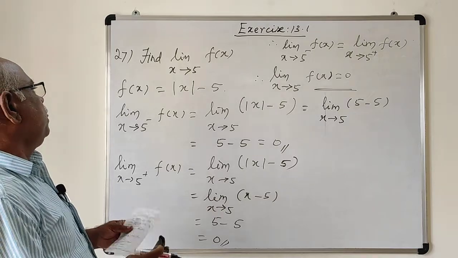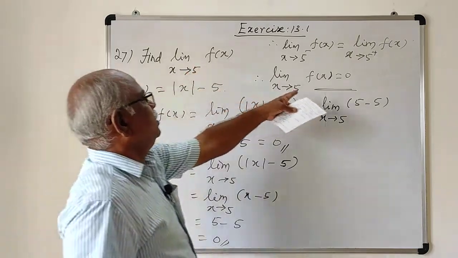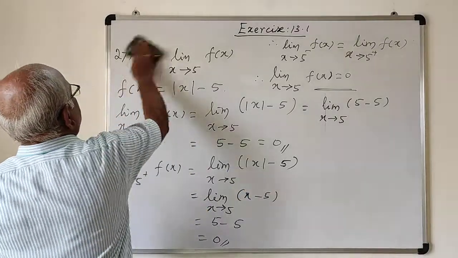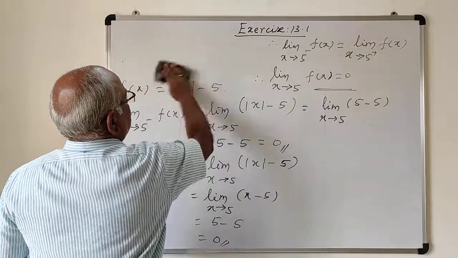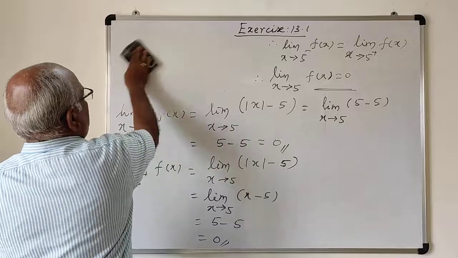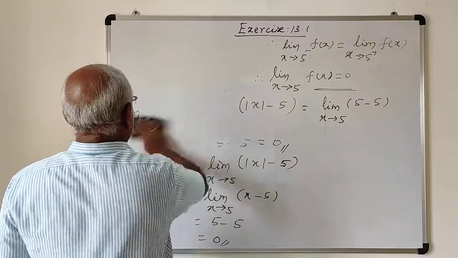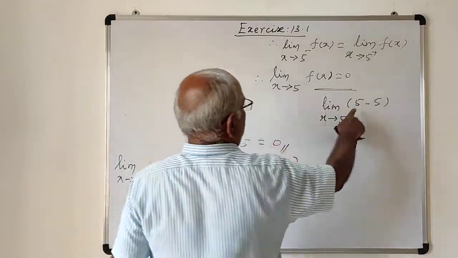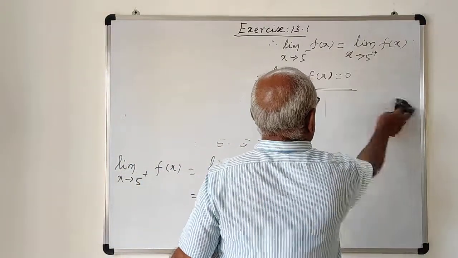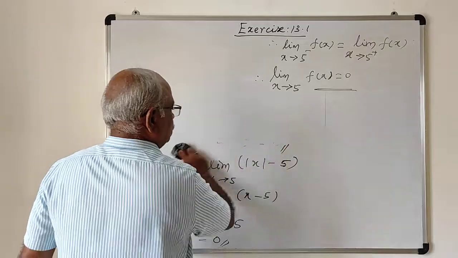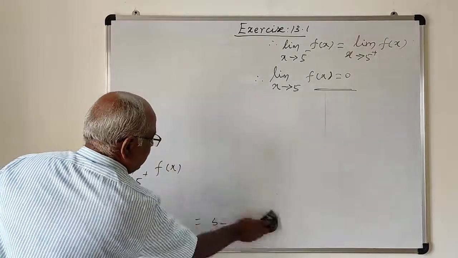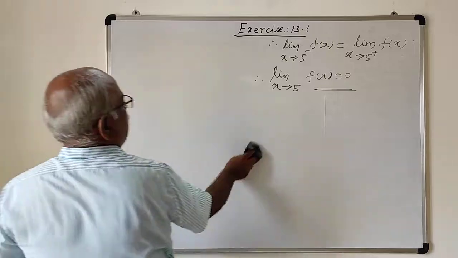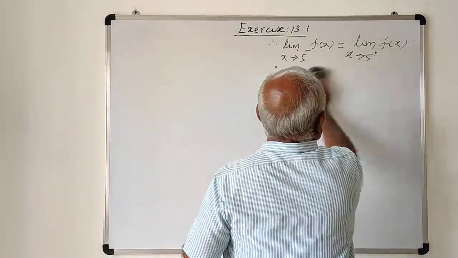That is the problem: the limit x tends to 5 of f of x is 0. Next, problem number 28. Simple problems. Modulus of x, in both cases, since it is 5, greater than 0, you will get positive x only, therefore you will get 5 minus 5. Left and right limits are equal. Therefore, the limit x tends to 5 f of x is 0.